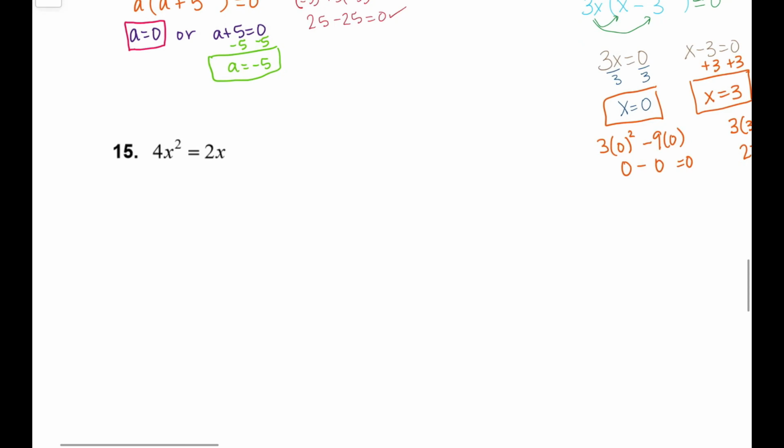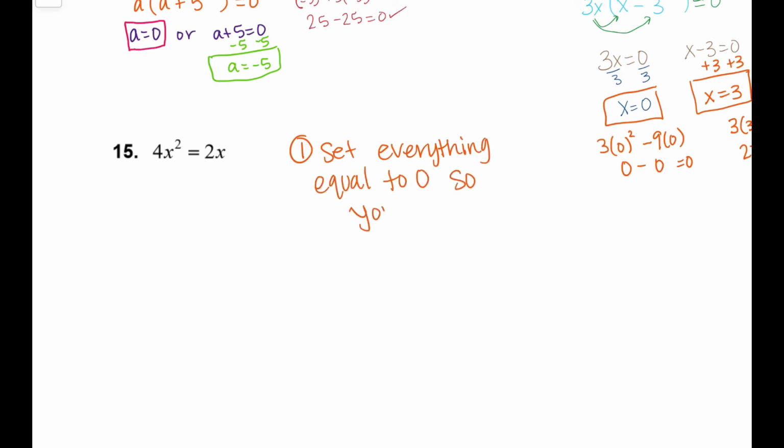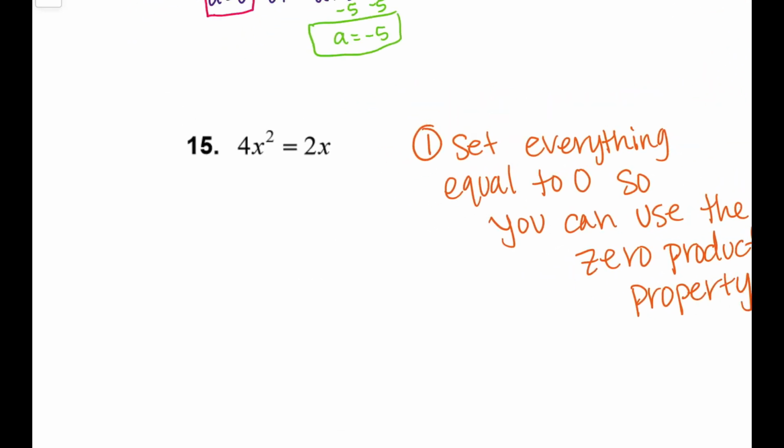Now, 15 is in the wrong form. To use the zero product property, we need to set everything equal to 0 so that we can use that. So if I have 4x squared equals 2x, what I want to do is minus 2x from both sides of the equal sign. This will give me 4x squared minus 2x, and that will all be equal to 0.